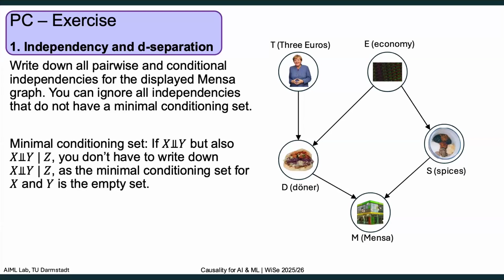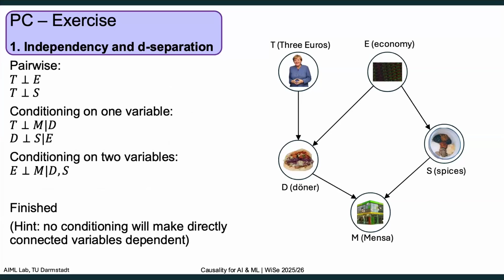Has anyone, given this graph, an idea which independencies we could observe? Has anyone looked at this exercise again? Otherwise, I will just present the answers. So any ideas? Maybe the easiest ones are the unconditional independencies that we have. Then maybe just switch to the solution. At least you can have a look at that afterwards again.